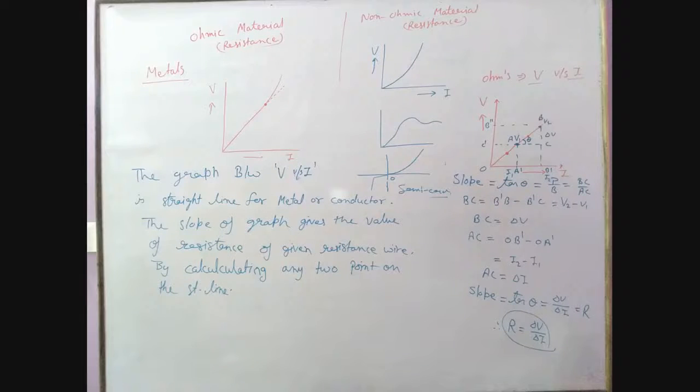Write the simple definition. Ohmic materials and ohmic substances: those materials which are obeying Ohm's law are known as ohmic resistance. For example, silver, copper, aluminium, etc. are the ohmic resistance.